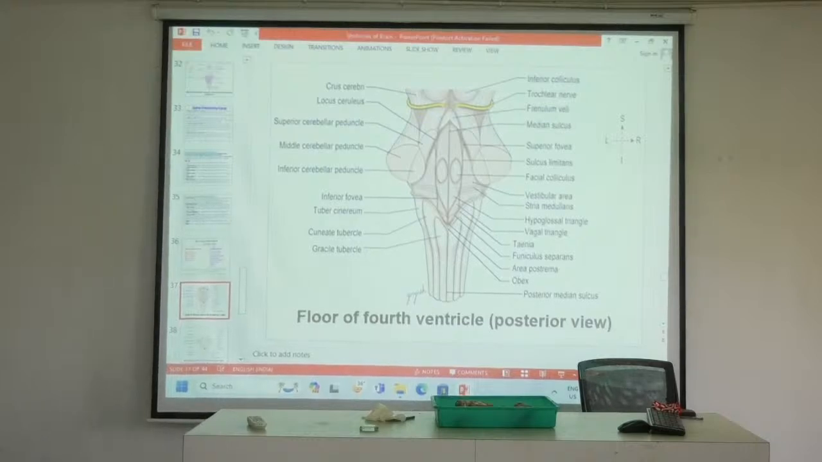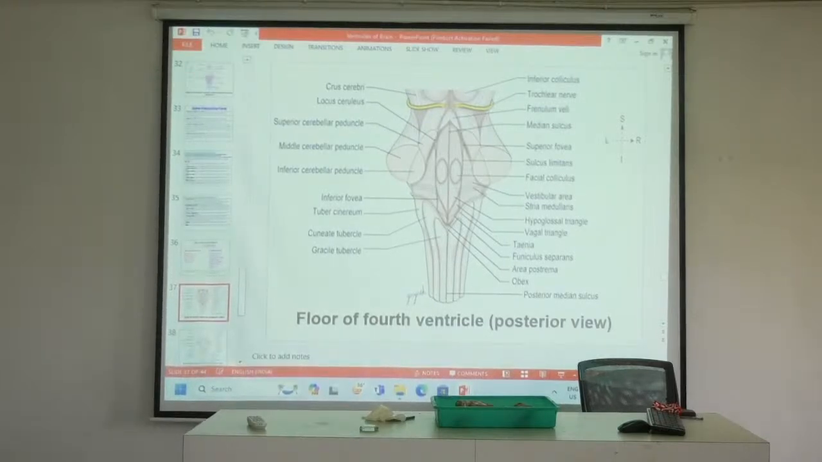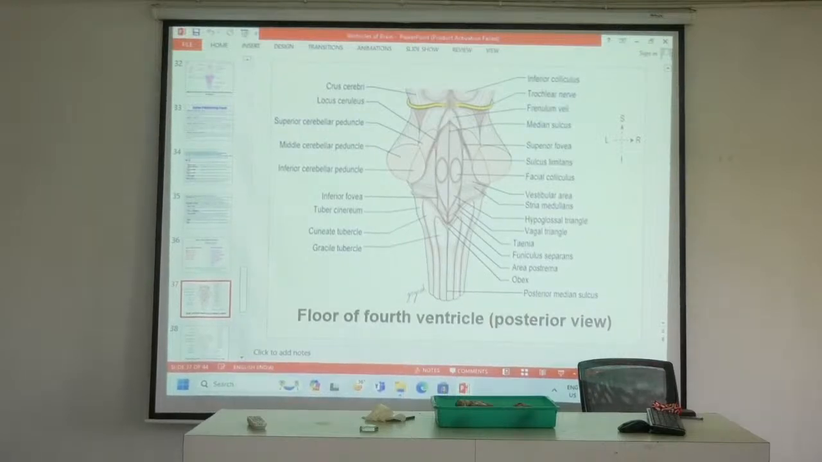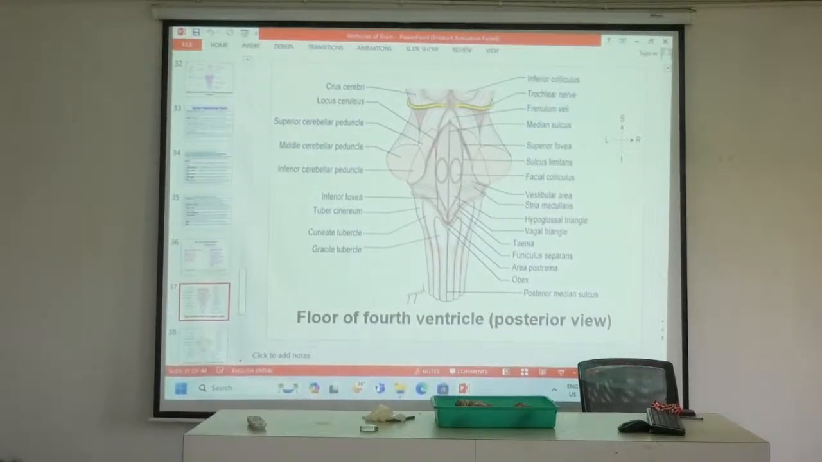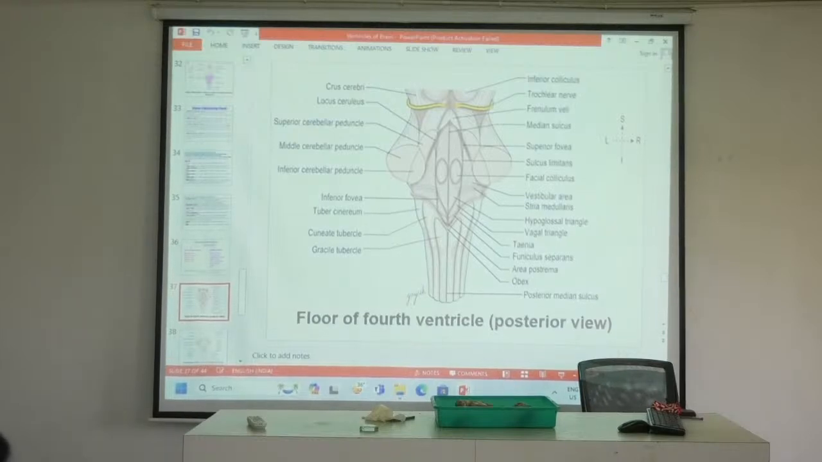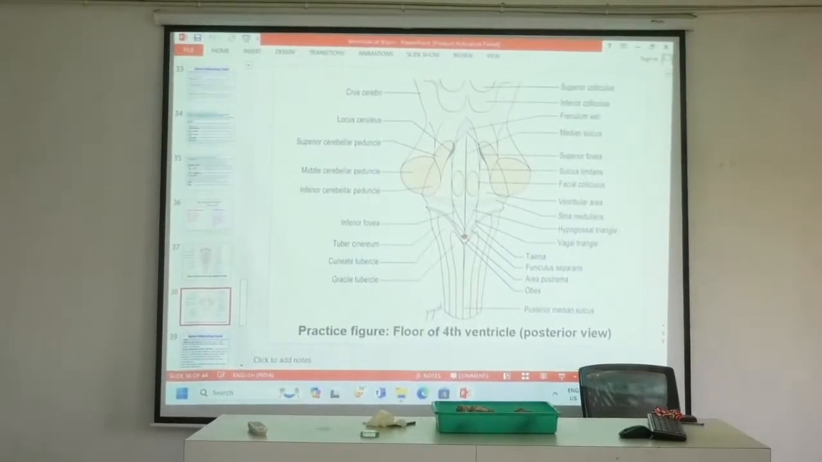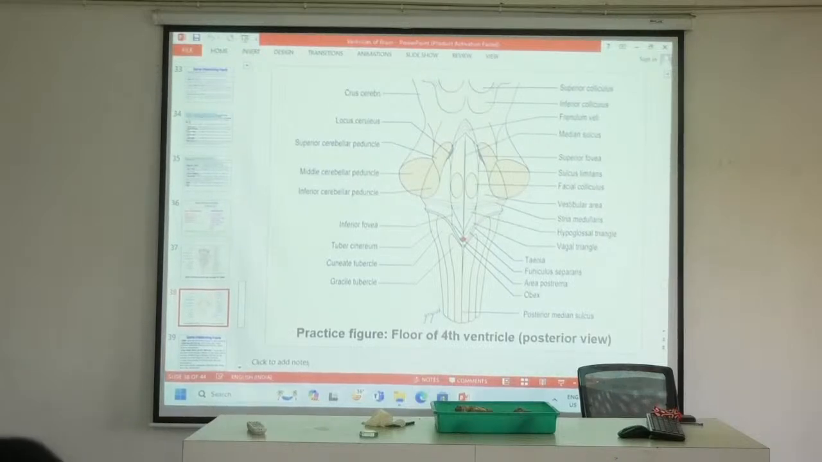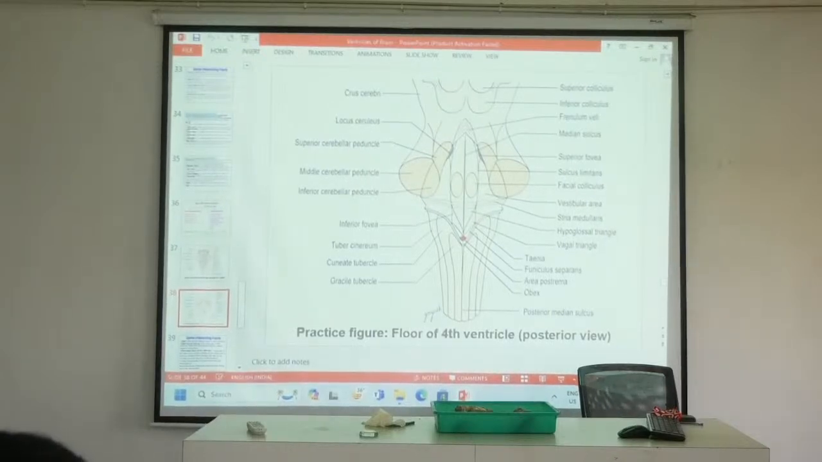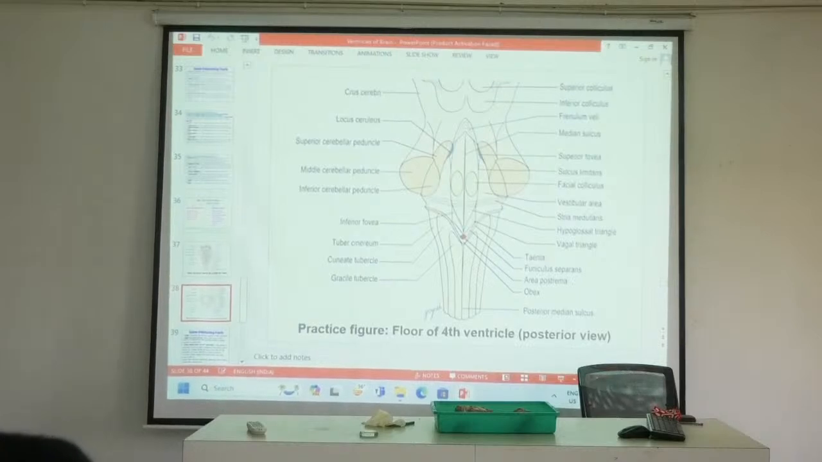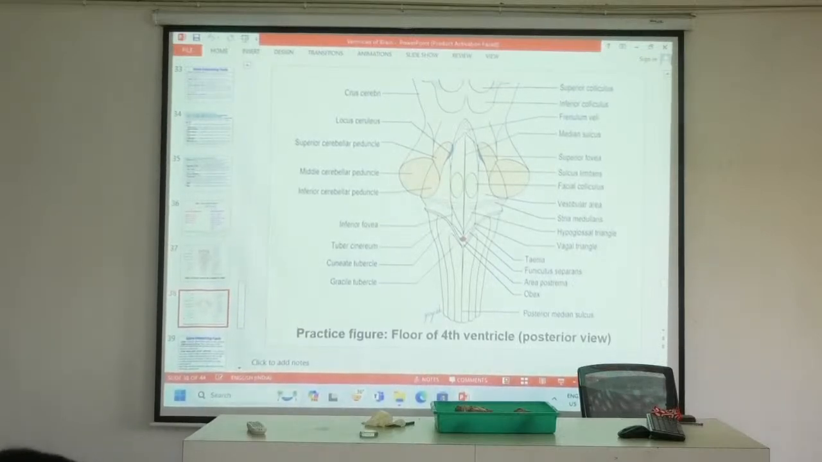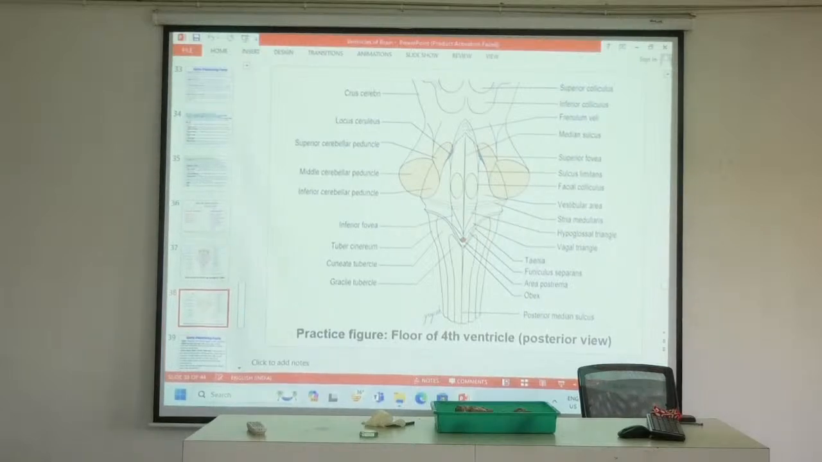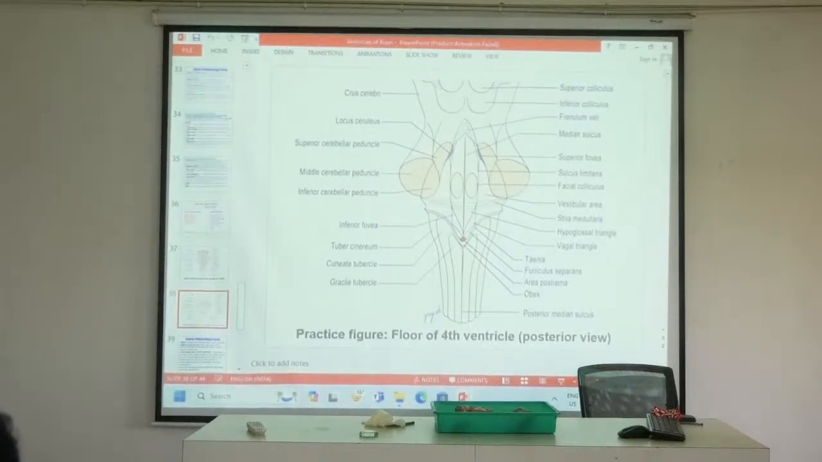So these elevated areas are known as the median eminence. In the upper part of the median eminence at the level of the superior fovea, these are the facial colliculi. Okay, so all these structures you have seen. In the diagram, see the structures. Diamond shaped structure, the superolateral boundary is formed by the superior cerebellar peduncle. Here is the middle cerebellar peduncle, inferior cerebellar peduncle. In the midline there is the median sulcus. Lateral to it is the median eminence. These are the facial colliculi.